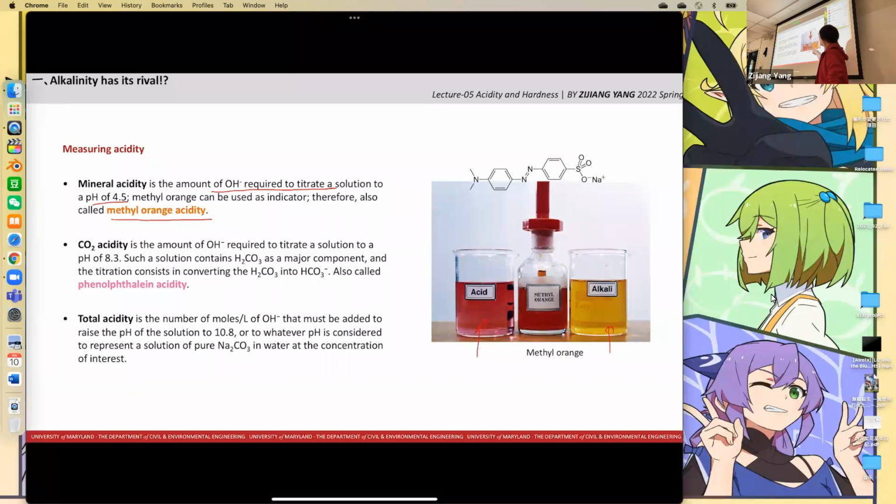So basically, we use this one as an indicator for the titration, but we are not going to do these experiments in this class. Here I just want to show the indicator. And for the CO2 acidity, the endpoint is pretty much the same as alkalinity, so we still use phenolphthalein as the indicator. And for the total acidity, I think this is not very common, and I didn't find the indicator that we use. But anyway, we can use the pH meter to measure its pH. And that's it.